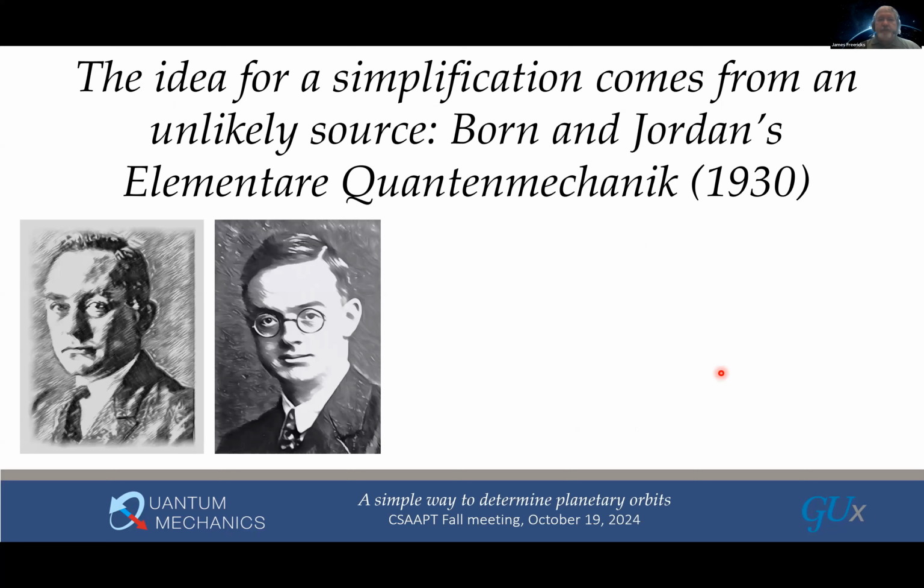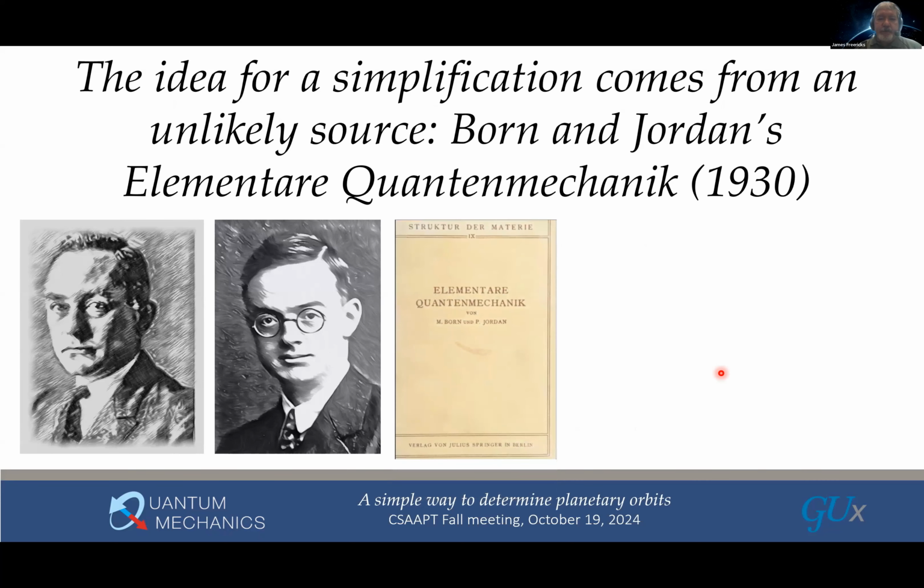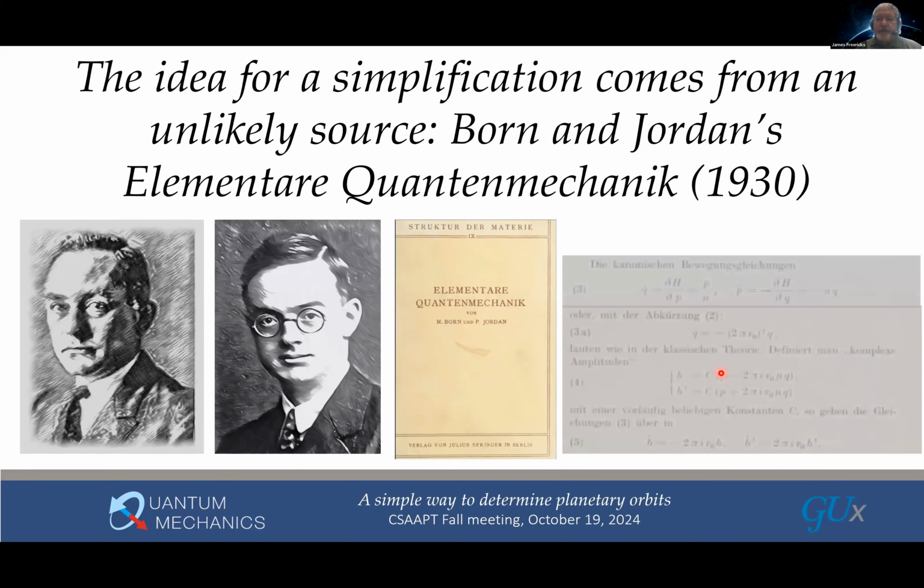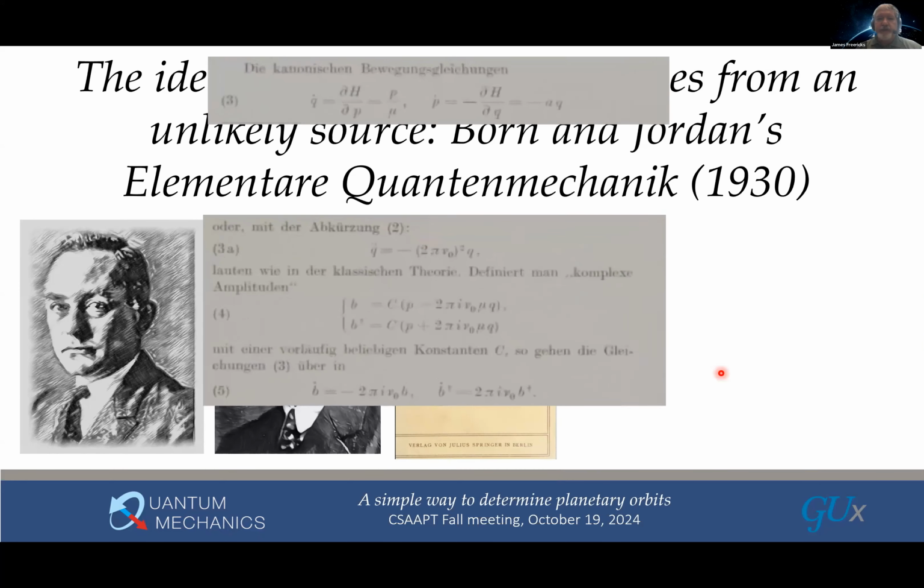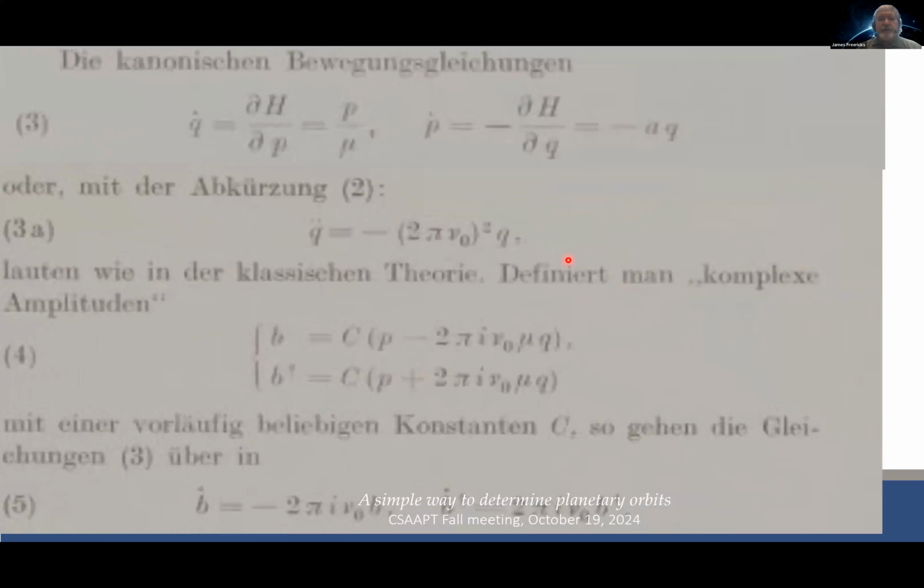Okay, so the idea for the simplification actually comes from a very unlikely source. In 1930, Born and Jordan wrote a quantum mechanics textbook called Elementary Quantum Mechanics. It is not a very well-known textbook. It was written primarily to promote matrix mechanics, which was already essentially dead by 1930. But in the textbook, they have this very interesting comment, and I hope that you can see it.